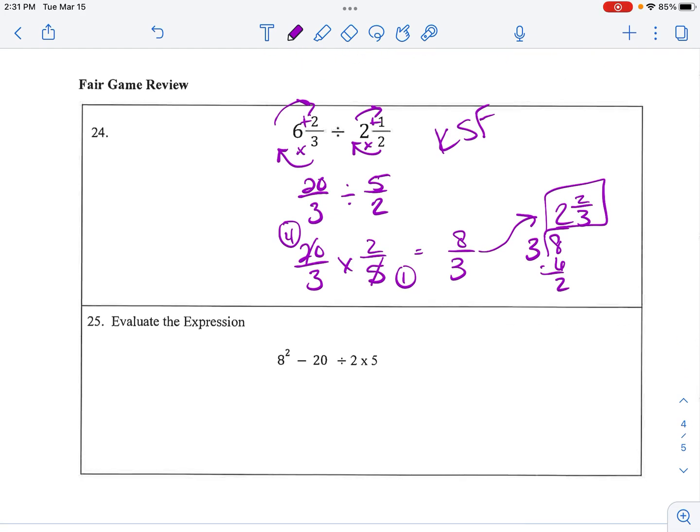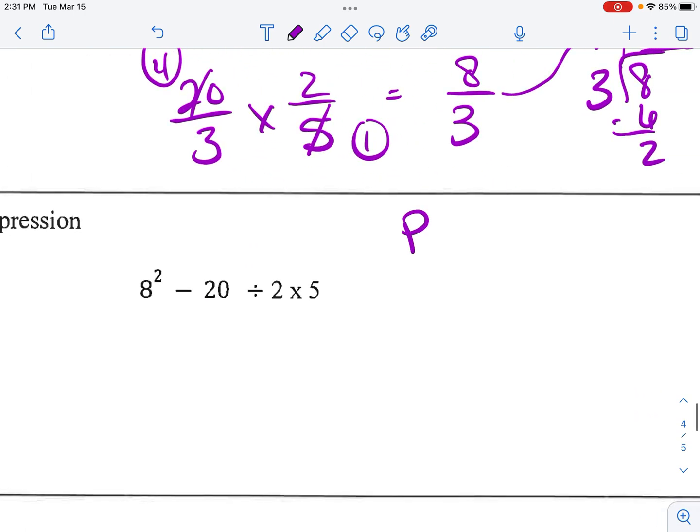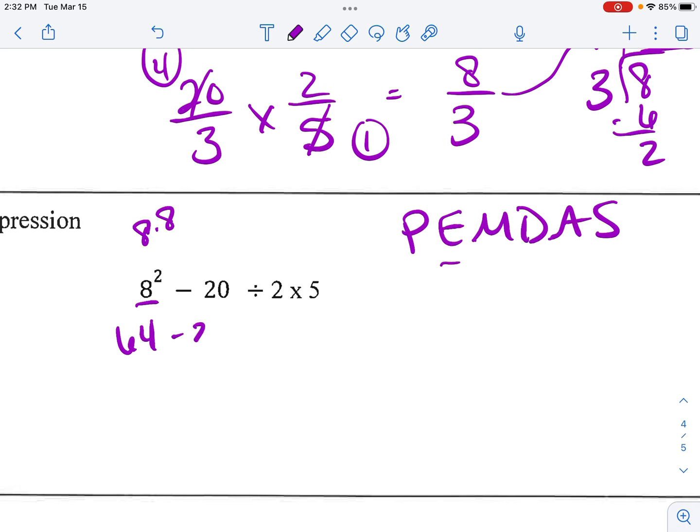And then evaluate the expression. Evaluate, just a fancy word for solve, right? This is order of operations. So remember, please excuse my dear Aunt Sally, PEMDAS. Parentheses first, there are none. Exponents, we do have some exponents. 8 to the second power means 8 times 8. It does not mean 8 times 2. 8 times 8 is 64. Bring everything else down, one step at a time.